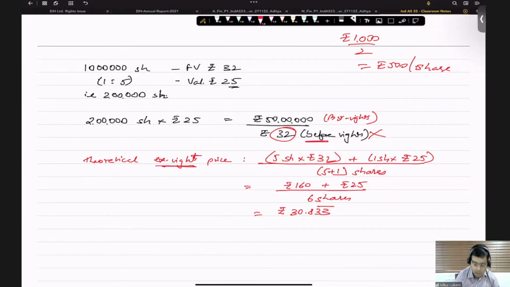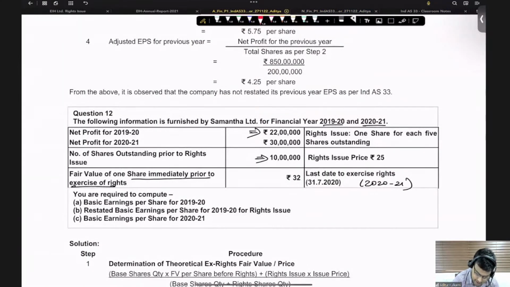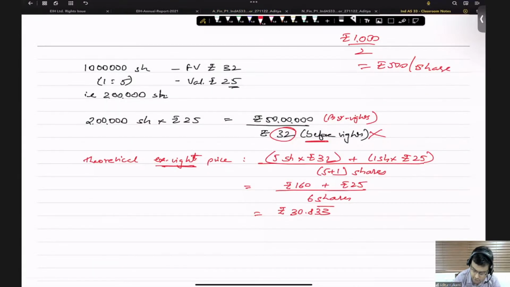Okay. 32 is immediately before. 32 is immediately prior to exercise. That means in 32, there is a value of the right which is included. There is the fair value of the right which is included. We have to remove that. So when I remove that, I am going to get 30.833 as the fair value X rights.